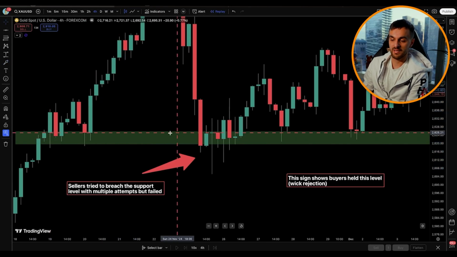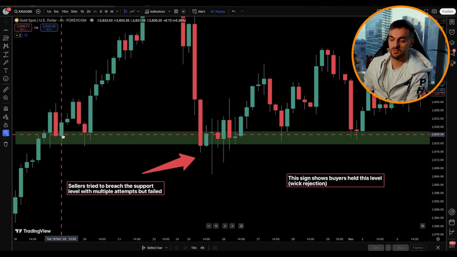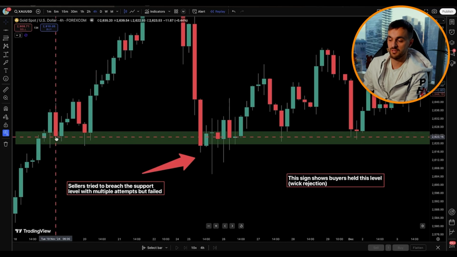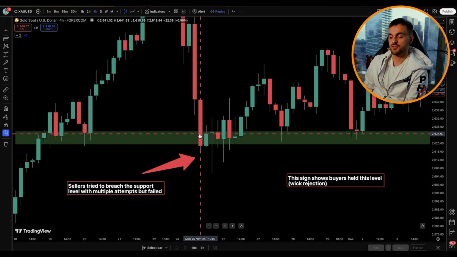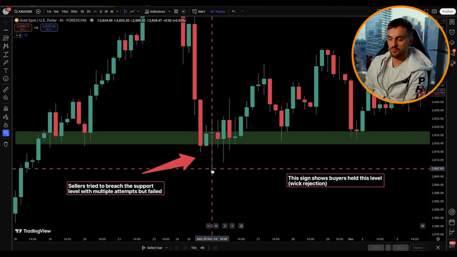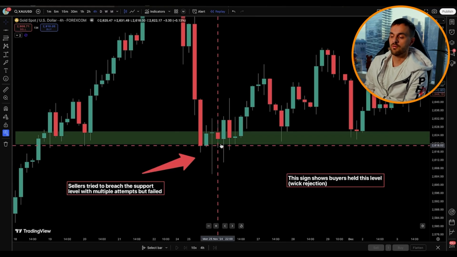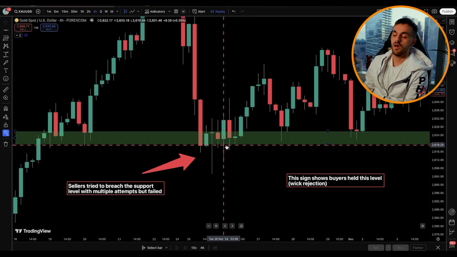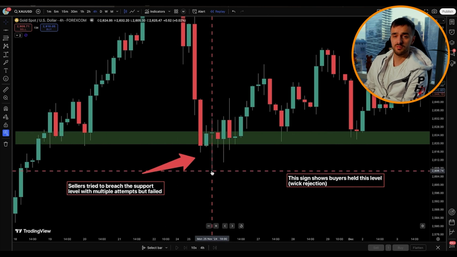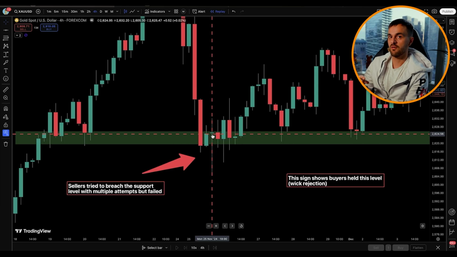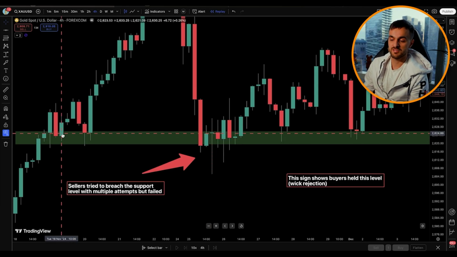After that, it comes back to that support level where the candlesticks close and where we can see some rejection here. Notice how the market trades here, how it goes below, how it goes below, how it goes below. So this is a tail sign of long wick rejections. Sellers tried to breach the support even with multiple attempts, but it failed. The price recovered and ends up closing above and back in that support.